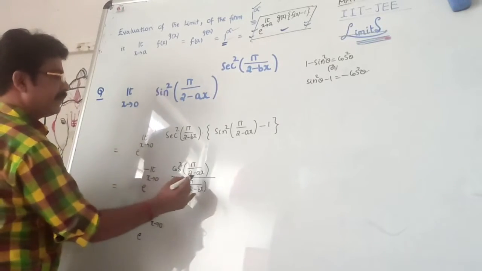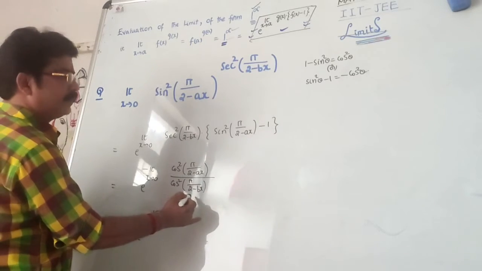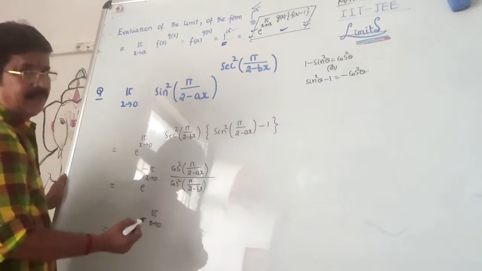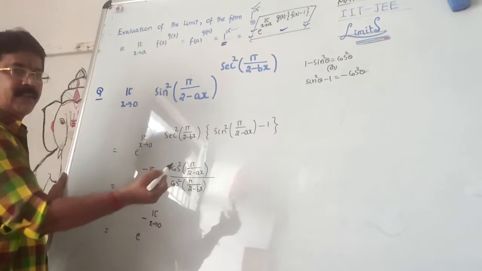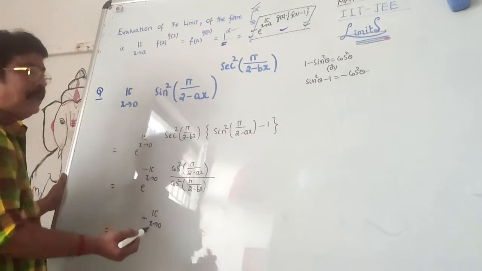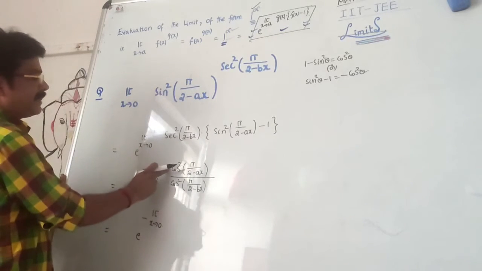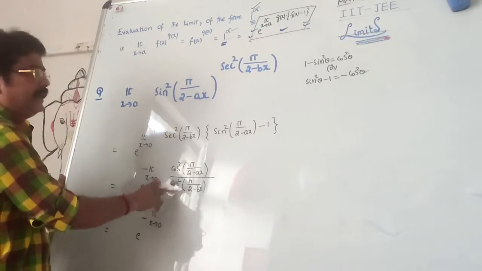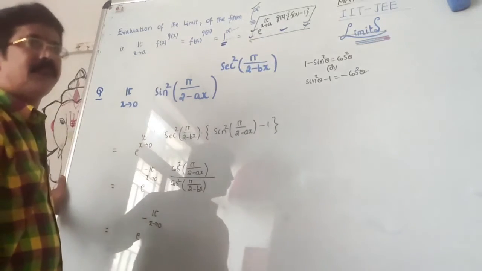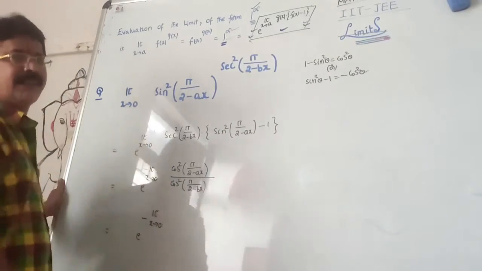Actually, by putting x equal to 0, cos pi by 2, 0 by 0, of course it is an indeterminate form. Then we shall apply L'Hospital rule. It is out of question. But applying L'Hospital rule, when it contains cos square, it is too difficult to obtain the answer. It will take a number of steps. That is why we have to change this first in terms of sines.